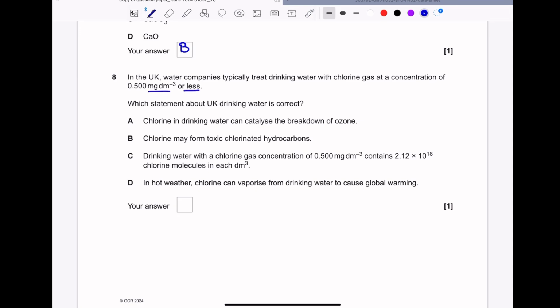What statement about UK drinking water is correct? Chlorine in drinking water can catalyze the breakdown of the ozone? Not really, because in order to do that, it has to be in the air. This is in water, so no.